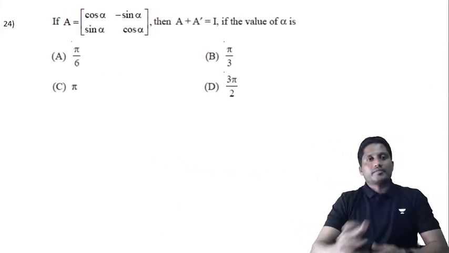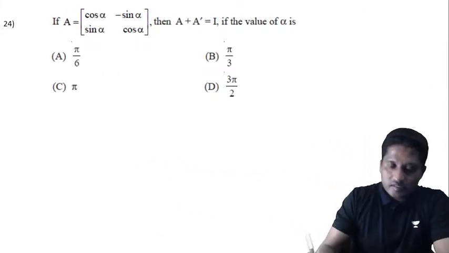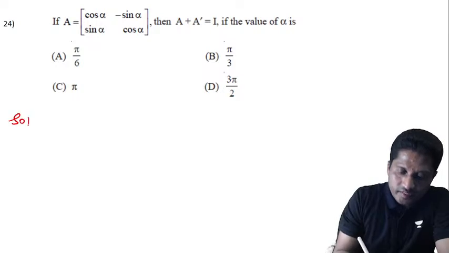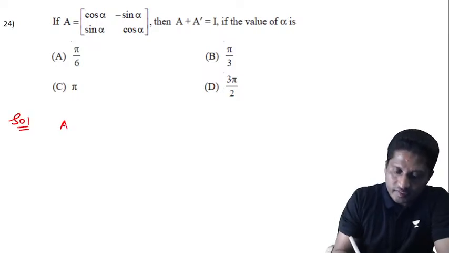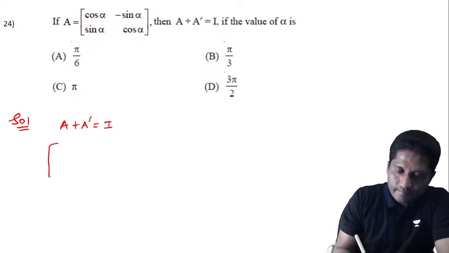Alright, let's move to the next question. See, A plus A transpose is equal to I. I should know what should be the value of alpha, right? A plus A transpose is equal to I. A is equal to the matrix cos alpha, minus sin alpha, sin alpha and cos alpha.